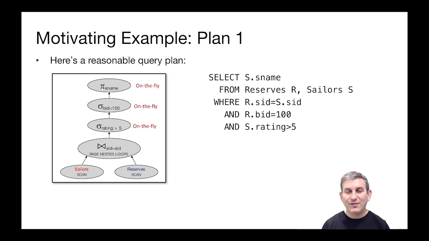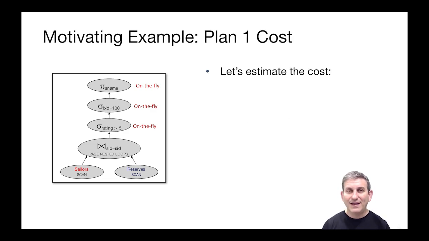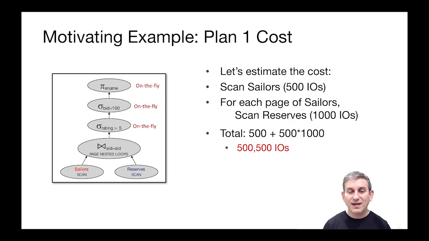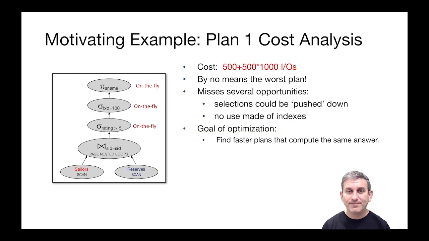You can imagine this is not a very good query plan. How bad is it? Let's estimate the cost. We're going to scan sailors, that's 500 IOs. And because this is page-nested loops join, for each page of sailors we scan reserves, that's 1,000 IOs. So the total here is 500 plus 500 times 1,000, or 500,500 IOs for this query plan. Okay, so this is our straw man, this is our baseline. We're going to have to do better than this.